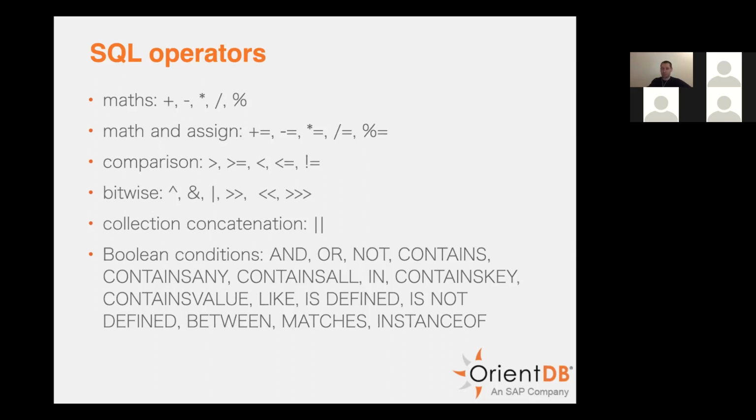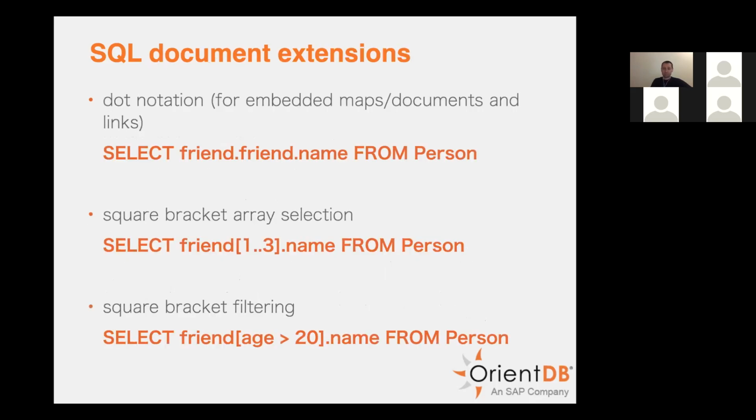So it's very natural. A couple of examples here. Dot notation to find and navigate attributes. Square brackets to select or to slice arrays or collections. Square bracket notation, again, to filter based on embedded attributes.